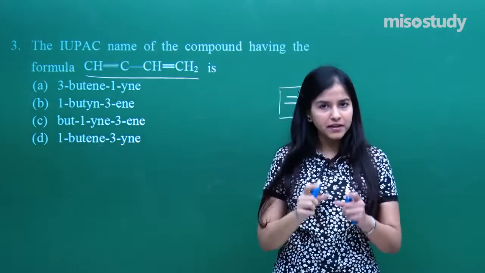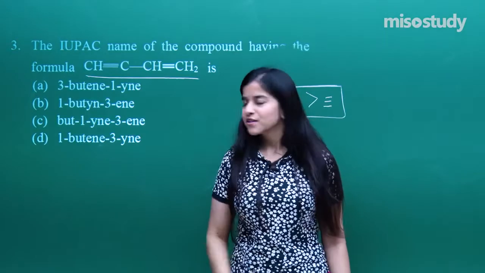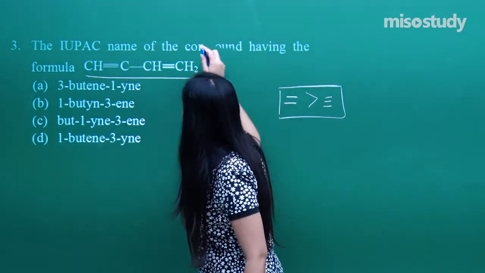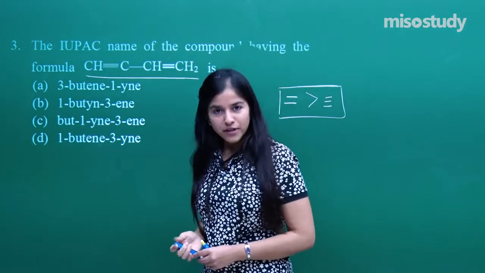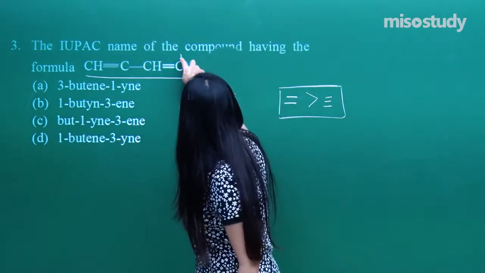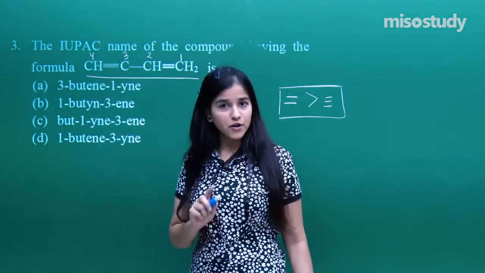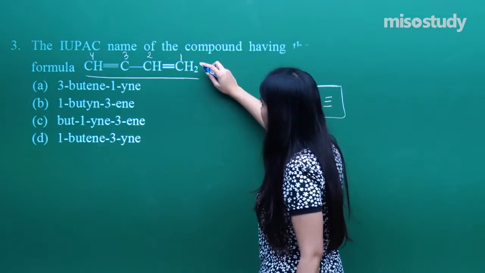Not in all cases, but if it is required, double bond must be given the preference. Over here I have got a triple bond and I have got a double bond here. So I need to start numbering from right to the left. So that would be 1, 2, 3 and 4. That is how I am going to number it.